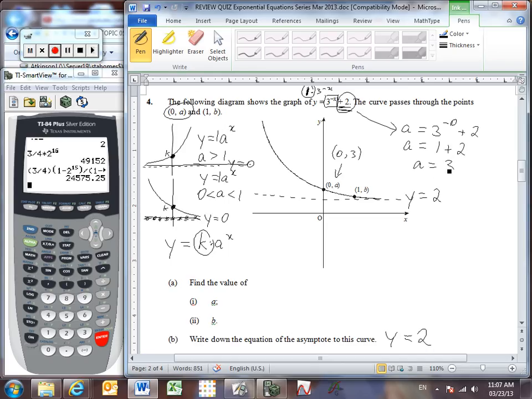And we can do a similar process. Let's substitute in 1 and b for the x and the y again. 3 to the power of negative 1 means 1 over 3 to the power of positive 1. And 1/3 plus 2 is 2 and 1/3. If you did this on the calculator, though, they would give you an answer of 2.33 if you rounded to 3 significant figures, and either would be acceptable.